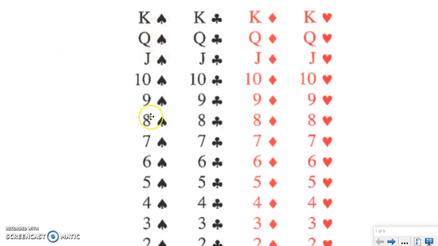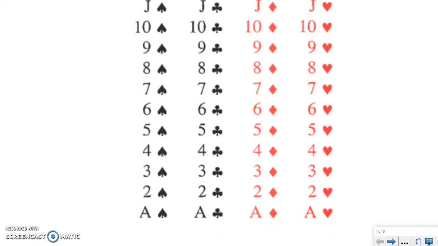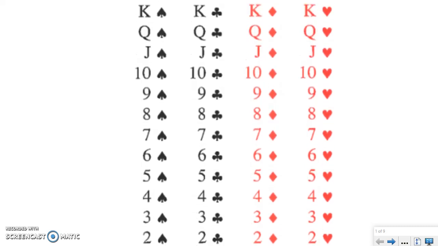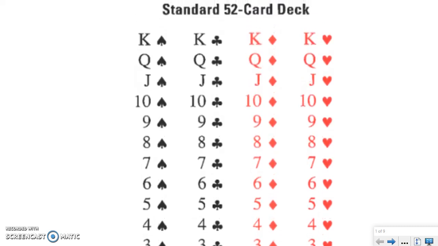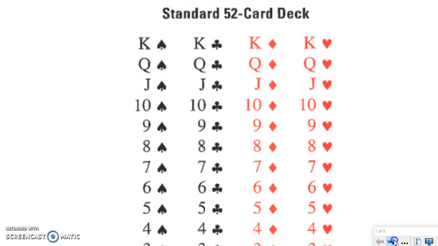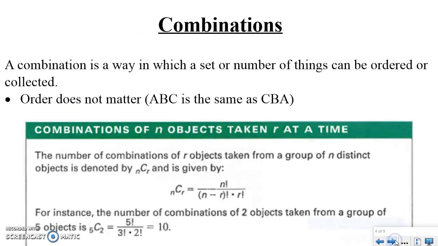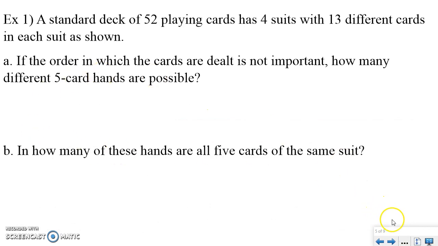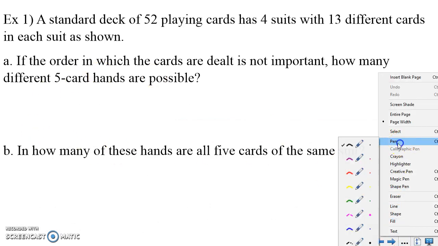There are 4 suits. We have spades, clubs, diamonds, and hearts. Diamonds and hearts are red. Clubs and spades are black. Starting with ace, counting all the way up to 10, and then jack, queen, king are your face cards. So we're going to use that quite a bit when we're doing these problems. We'll come back to that other table in a second. So we're going to use that here, and we're going to count.